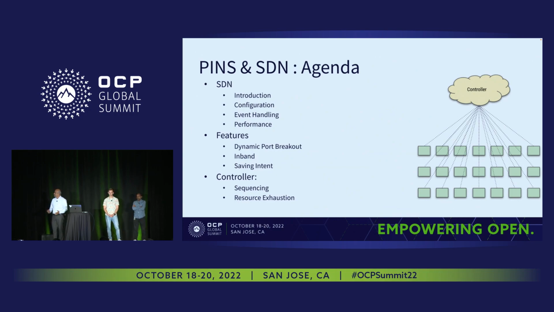We'll go through a brief overview of SDN, configuration, event handling, and a bit about performance. And Kishan will talk about some of the features, dynamic port breakout and in-band. We'll also talk about the challenge of saving intent in an SDN switch. And then Steffen will take it on from there, look at it from a controller perspective, and talk about sequencing of programming, and also about how a controller can effectively manage resources that are spread across the different switches in its control, and how to deal with resource exhaustion.